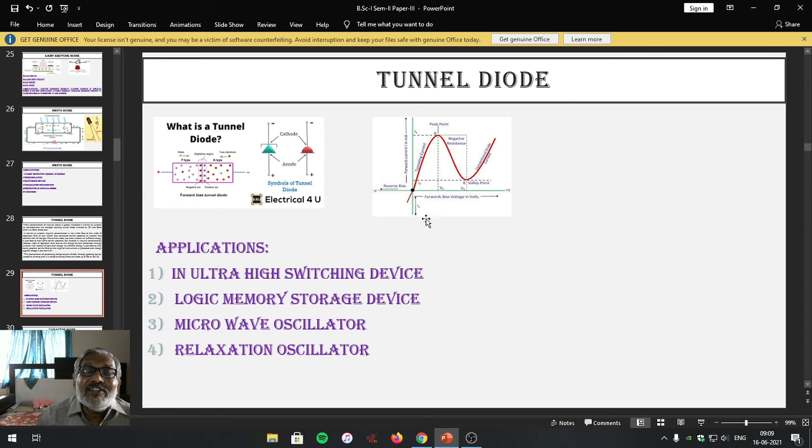Friends, its characteristic is the same as that of a UJT. So that's why the tunnel diode can be used as a relaxation oscillator to generate waveforms apart from sine waves, means triangular waves, sawtooth waves, which are generated by using this particular diode. An oscillator that generates waveforms apart from a sine wave is called a relaxation oscillator. Student friends, these are some of the applications of the tunnel diode.